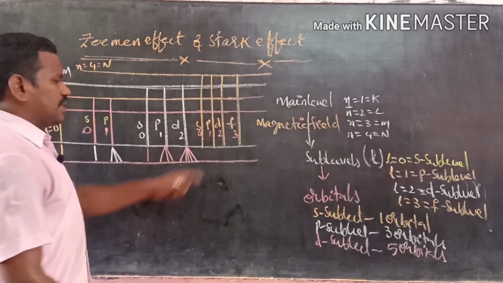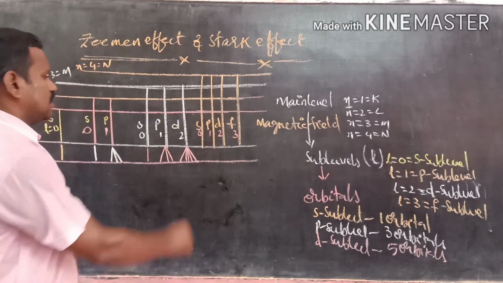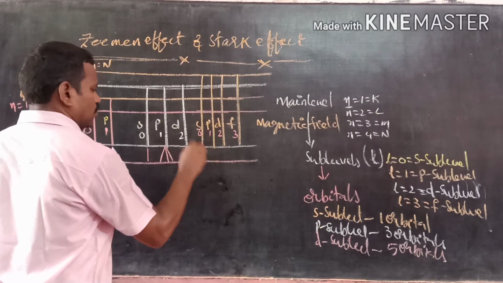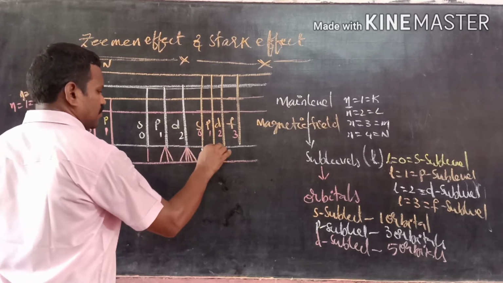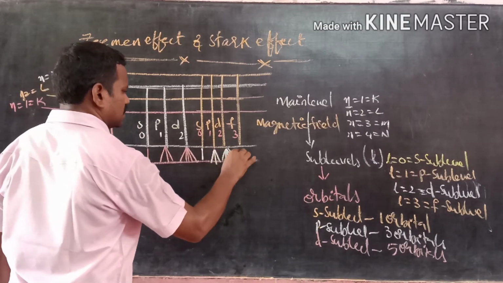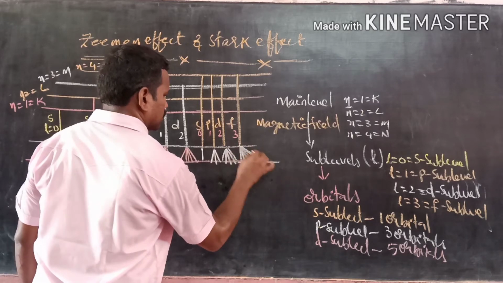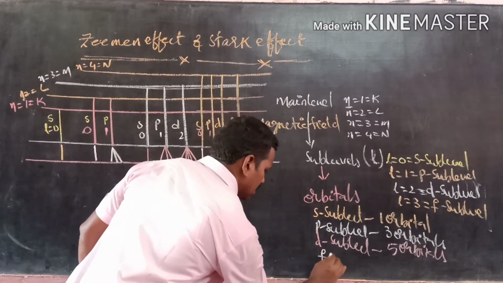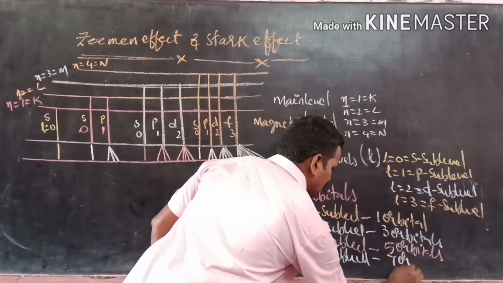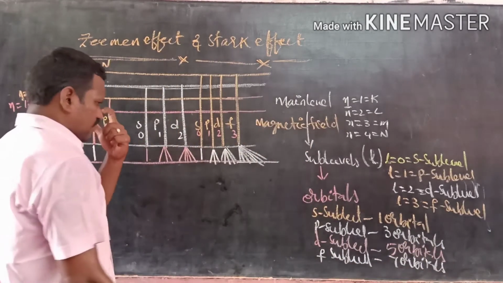Main levels are divided into sublevels, sublevels divided into orbitals. Now consider here there is the S sublevel with 1 orbital, the P sublevel with 3 orbitals, the D sublevel with 5 orbitals, and the F sublevel with 7 orbitals. So here the F sublevel is divided into 7 orbitals. Now let us consider the fourth step.